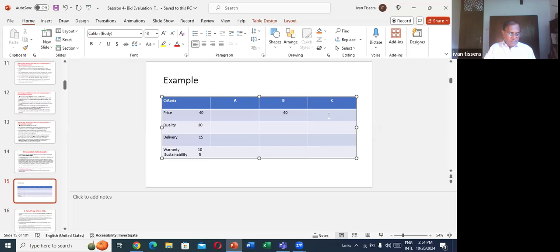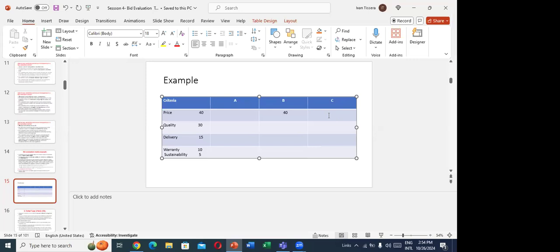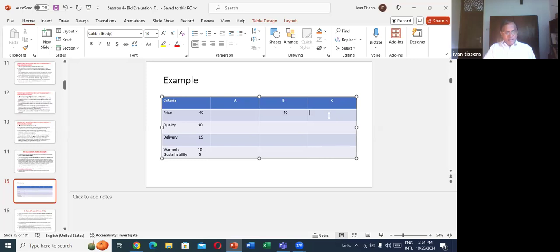10. Sir, B is 36, no? No. B is the lowest, right? The lowest gets the highest, right? Say 95, 40 divided by 100.